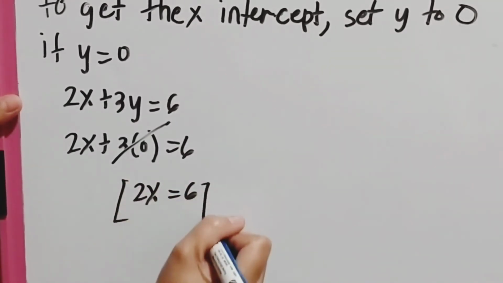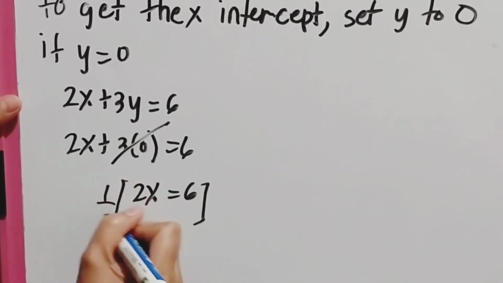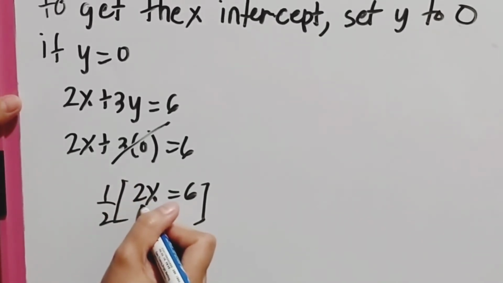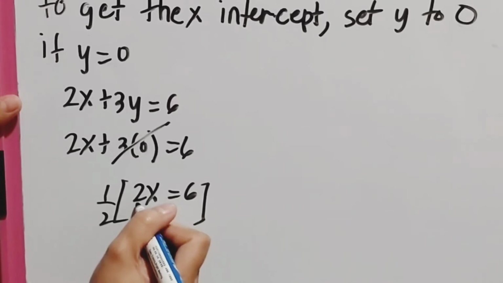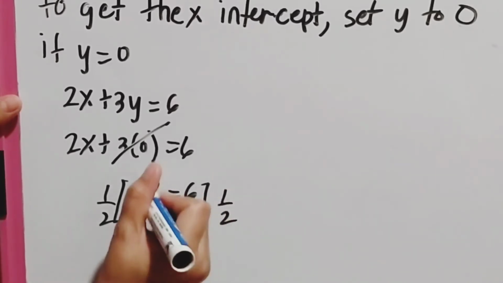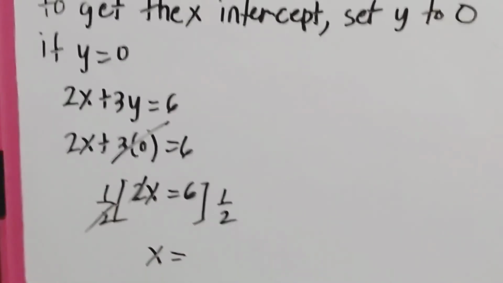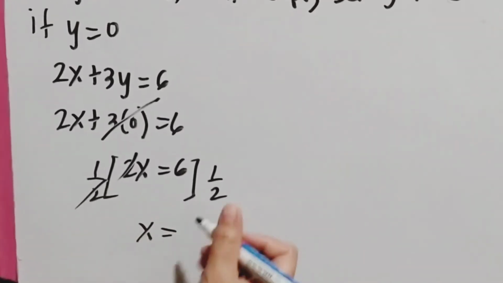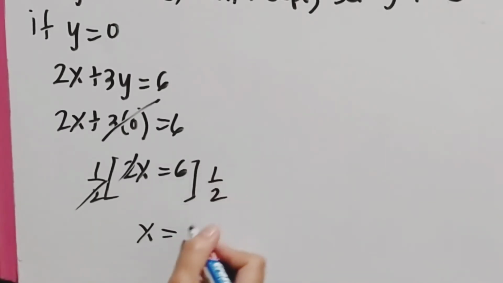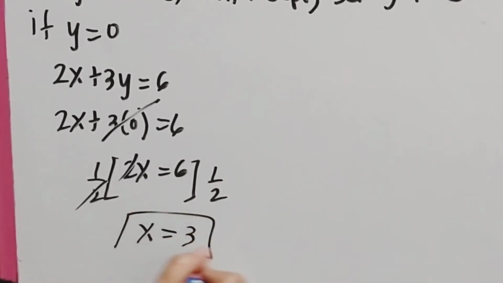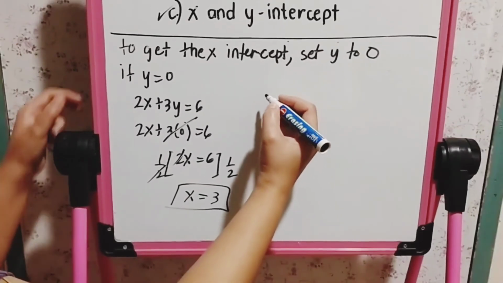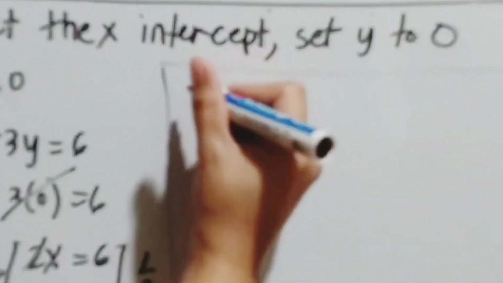We will just multiply both sides of the equation by the reciprocal of 2. So that's what we did, MPE again. On the left, we have x. And on the right, 6 times 1 is 6 over 2, 3. So the x-intercept is 3. Ganun siya kadali.